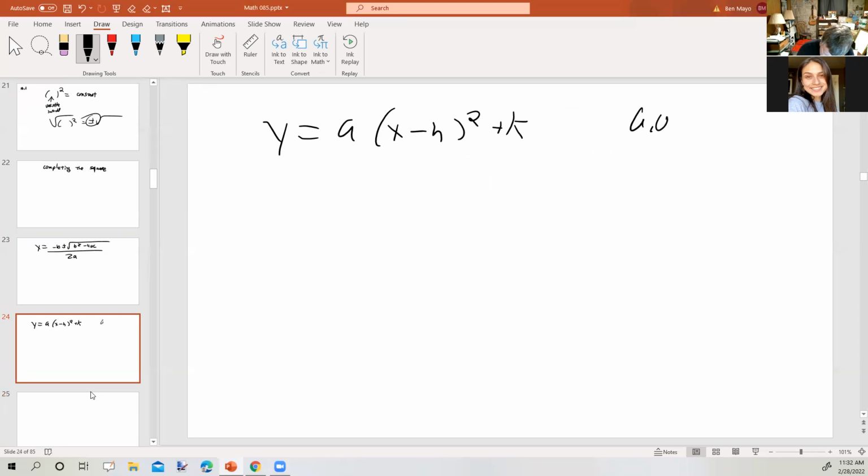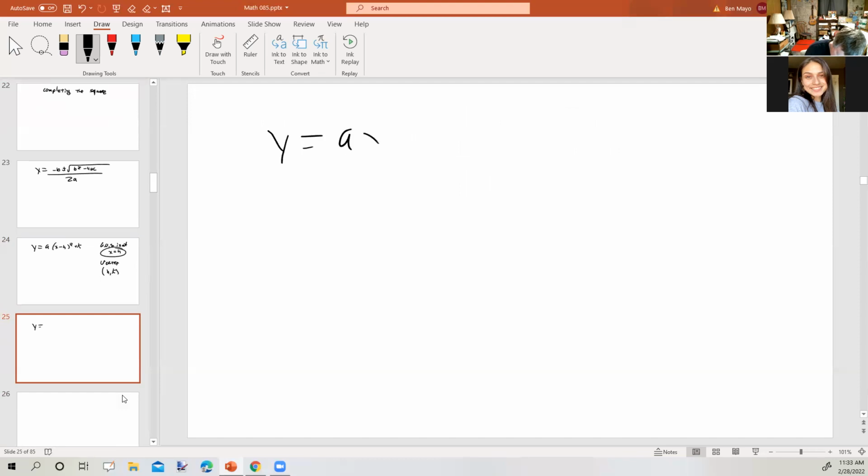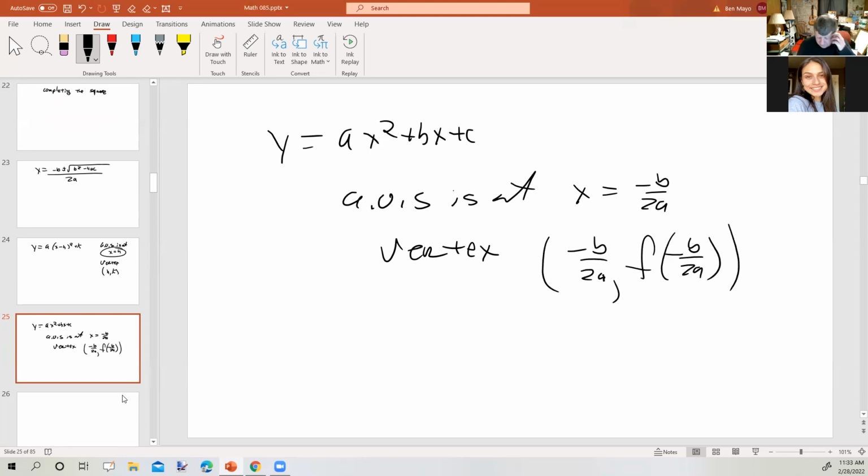So you've got the axis of symmetry is at x equals h. Don't forget to write it as an equation, x equals, not just the number. And the vertex is at (h, k). Okay. Then the other form was y equals ax squared plus bx plus c, where the axis of symmetry is at x equals negative b over 2a. And the vertex is at negative b over 2a, comma f of negative b over 2a. Any questions there?